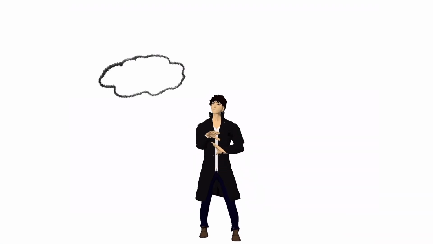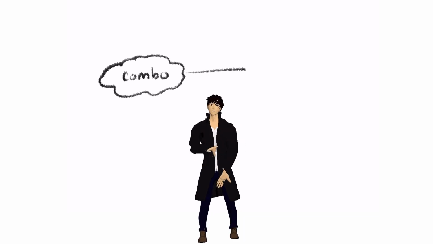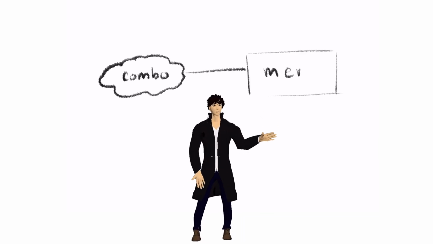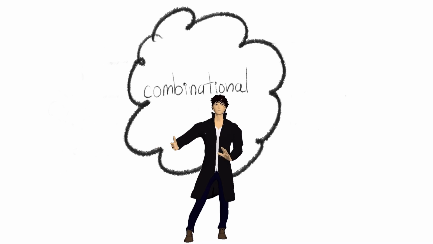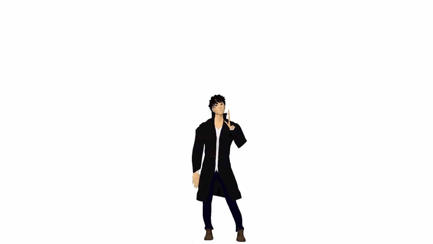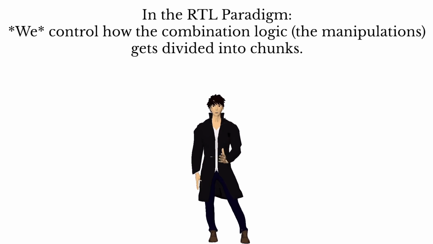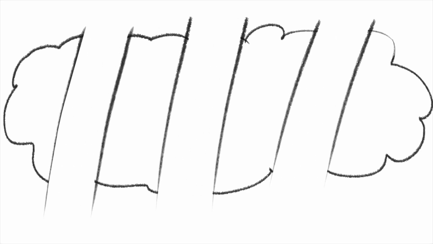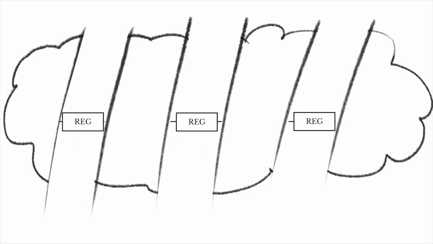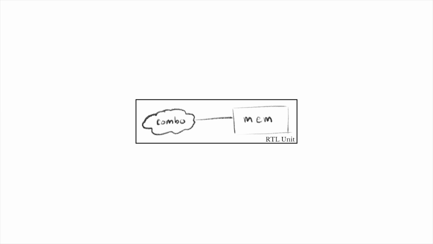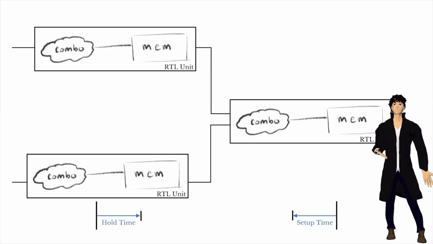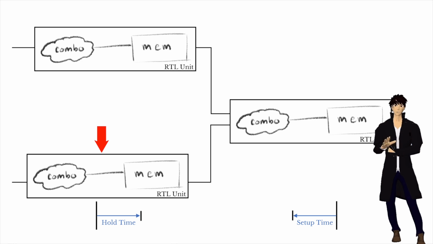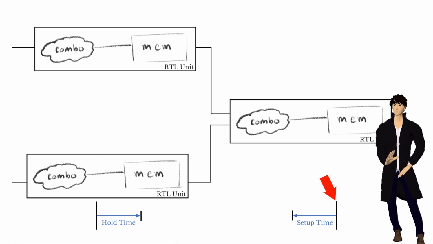But what can we really do? We can't change how the register behaves, and we're assuming the combinational logic is as lean as it can be. The one thing we can control is how the combinational logic gets divided into chunks. By dividing the combinational logic and inserting registers in the gaps, we can turn a single RTL unit into a chain. Signals now only need to pass through a small chunk before the clock event.